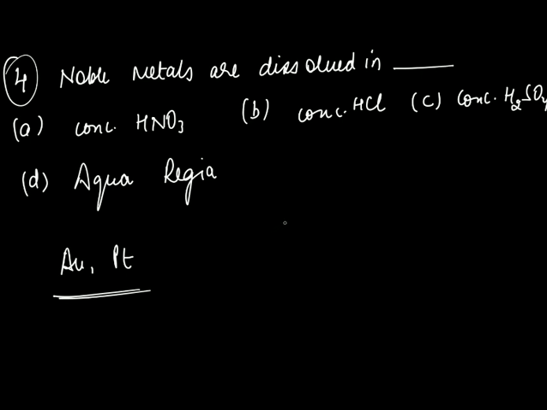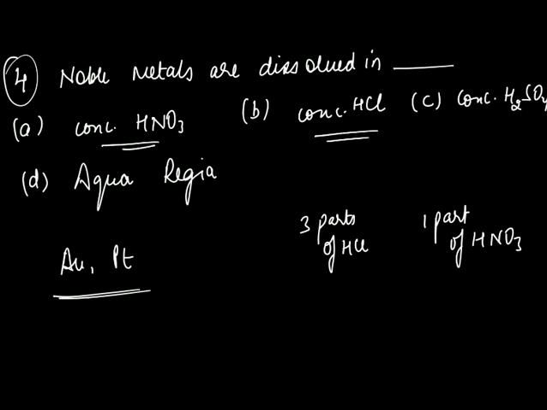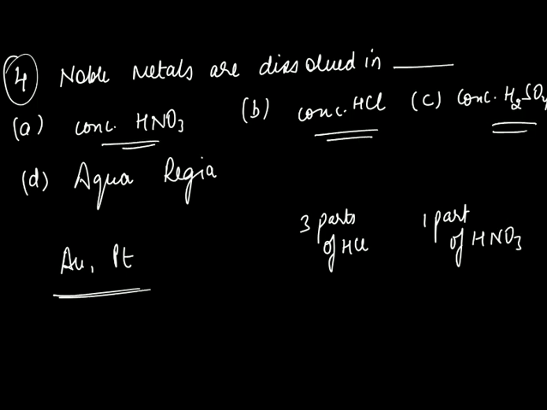Aqua regia is nothing but 3 parts of HCl and 1 part of HNO3. So it's not only nitric acid, it's not only HCl, it's not only sulfuric acid. We don't have sulfuric acid in the aqua regia, we just have HCl and HNO3. So 3 is to 1, that is the ratio for this mixture of acids.